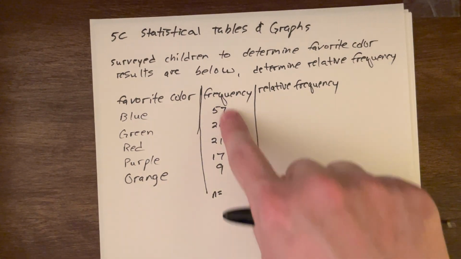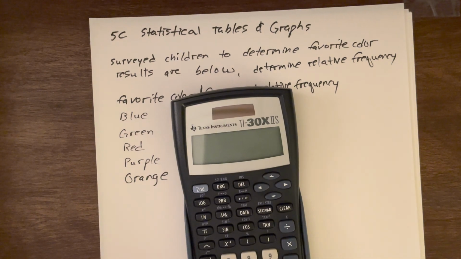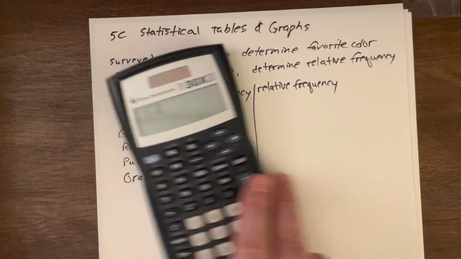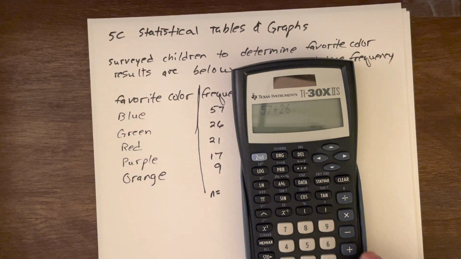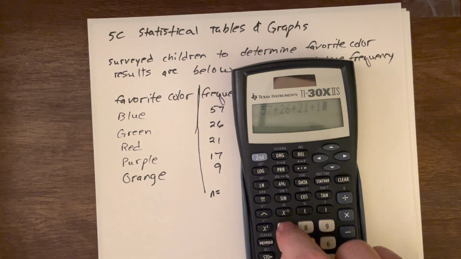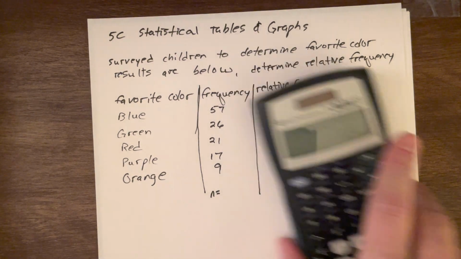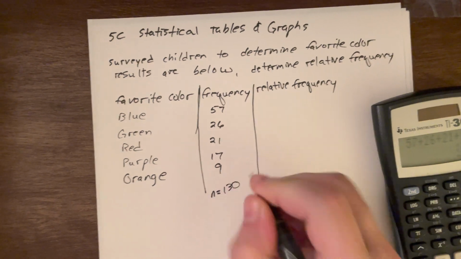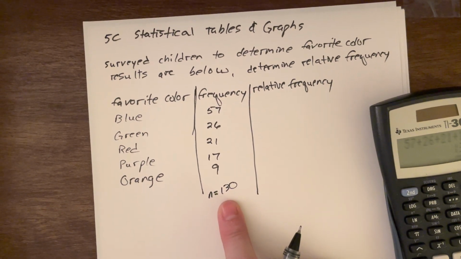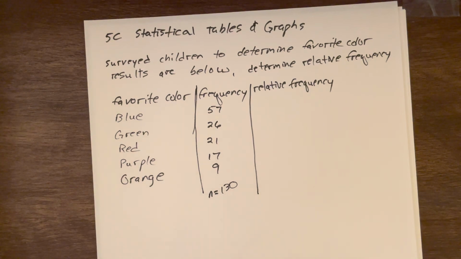And we could figure that out by just simply adding this column. So I'm just going to go through and do that quickly. We got 57 plus 26 plus 21 plus 17 plus 9. So it appears we had 130 children who participated in this survey.